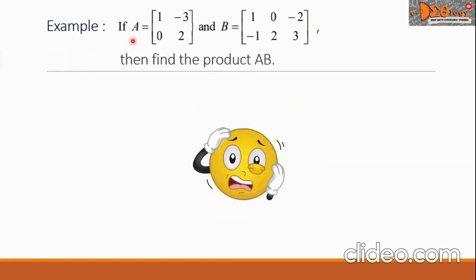Example, if matrix A equals 1, -3, 0, 2 respectively, and matrix B equals 1, 0, -2, -1, 2, 3 respectively, then find the product AB.